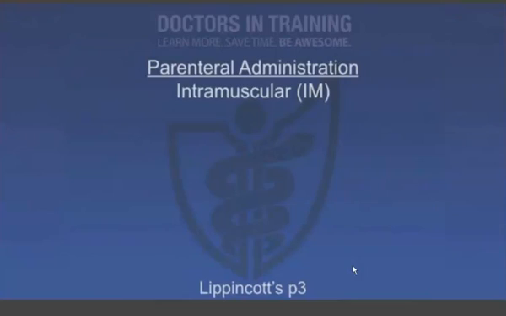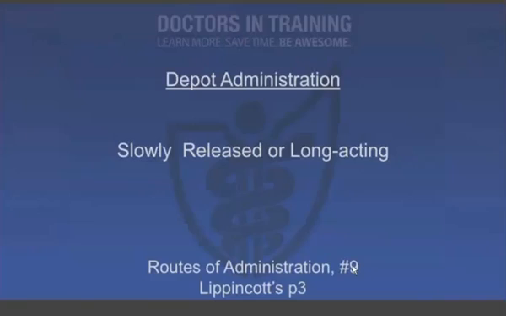Other parenteral forms of administration include intramuscular, where you give an injection through the skin into a muscle, often in the shoulder, the deltoid, or sometimes into the gluteus. Sometimes these intramuscular injections are designed to be a rapid release, where it's going to be absorbed very quickly, or sometimes it's more of a depot formulation where it's going to be slowly released, and you might get effect of the drug for several hours, or even in some cases a few days.